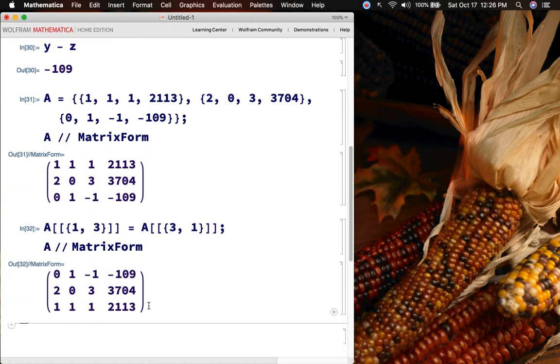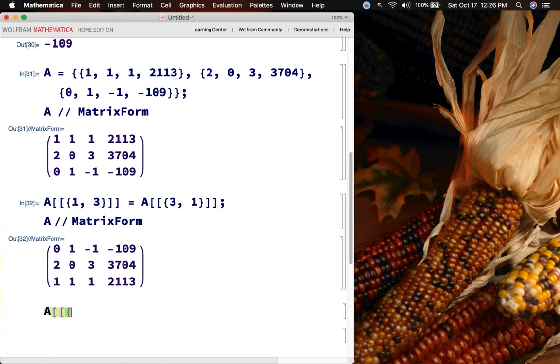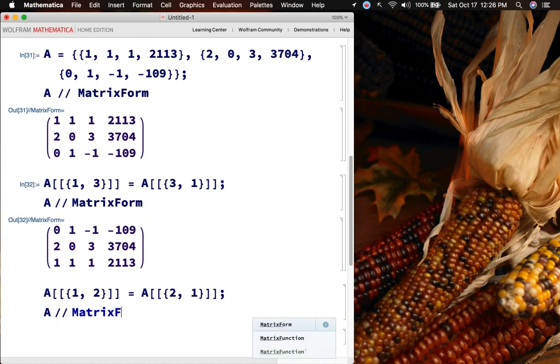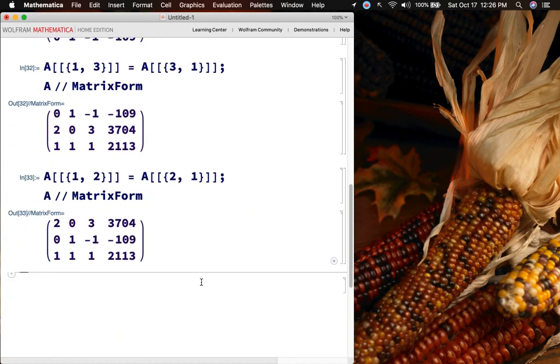Okay, so as you can see, I switched the first and third equations. Not a big deal. I could switch the first and second equations, and I'm still going to get the same answer. So let's see, I'm going to switch the first and second equations. Okay, terrific. So now, how do I begin this process?